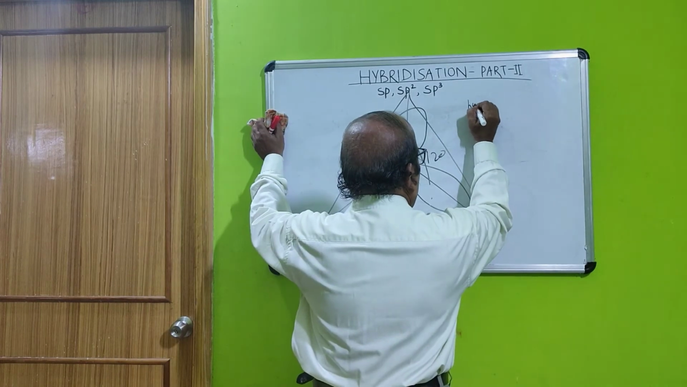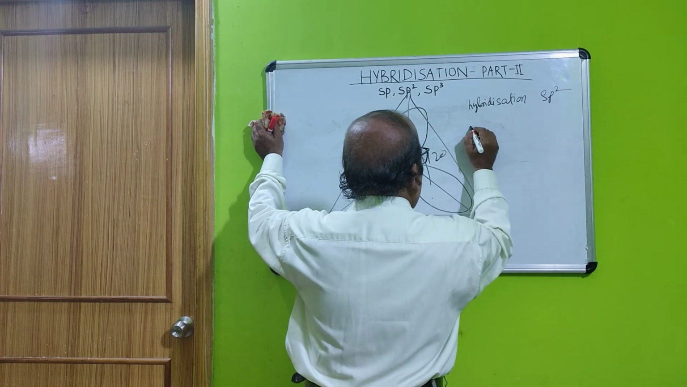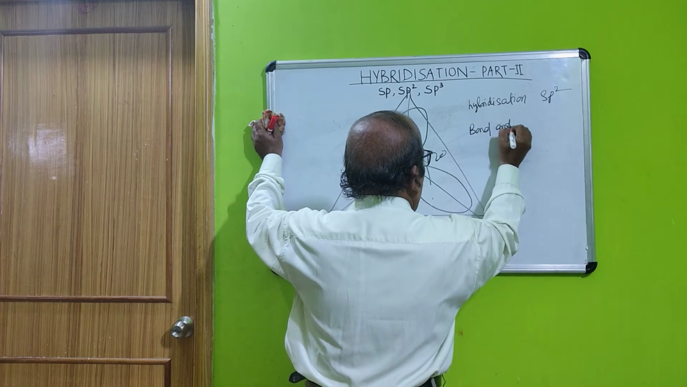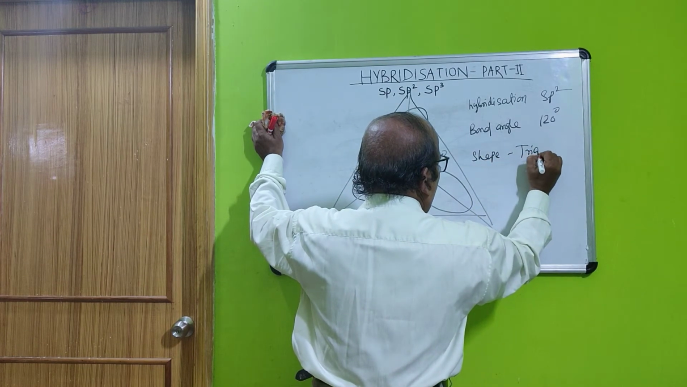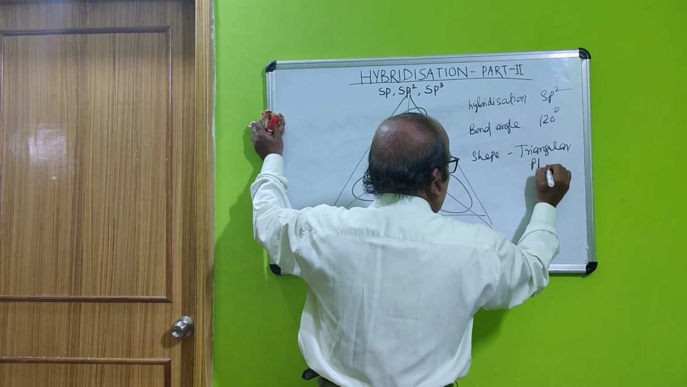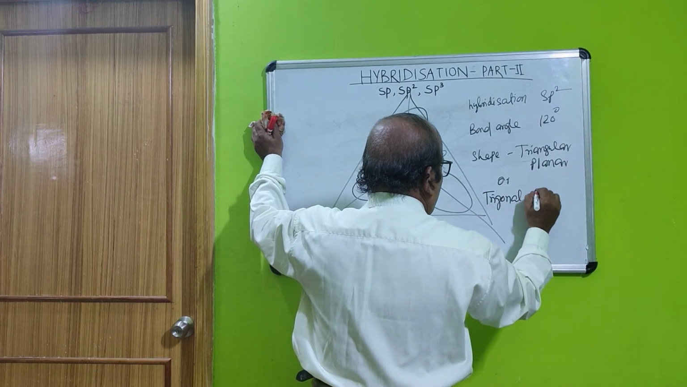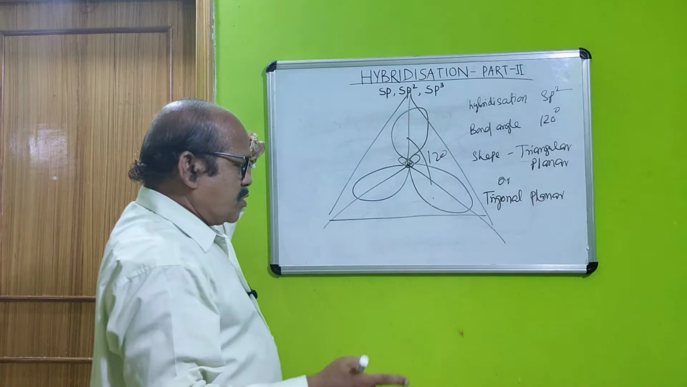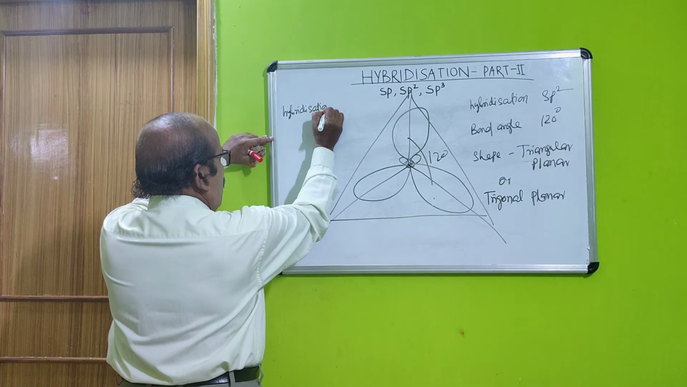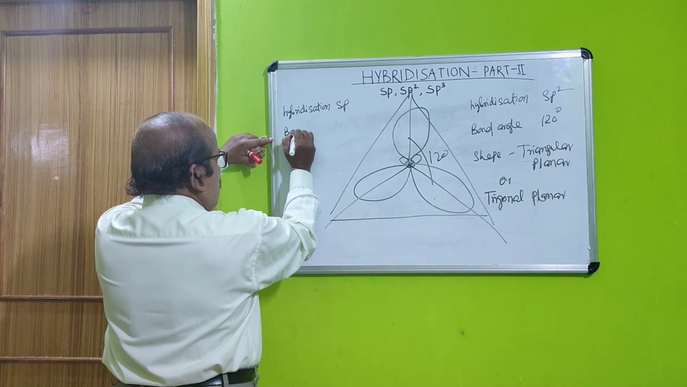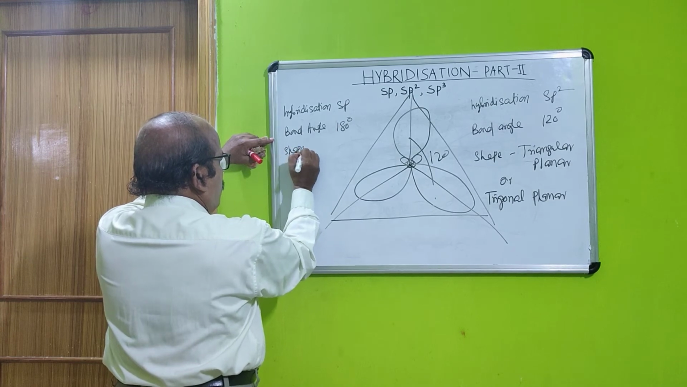So for hybridization sp2, bond angle is 120 degree. Shape is triangular planar or trigonal planar. I have just taught you about hybridization sp, where the bond angle is 180 degree and the shape is linear.